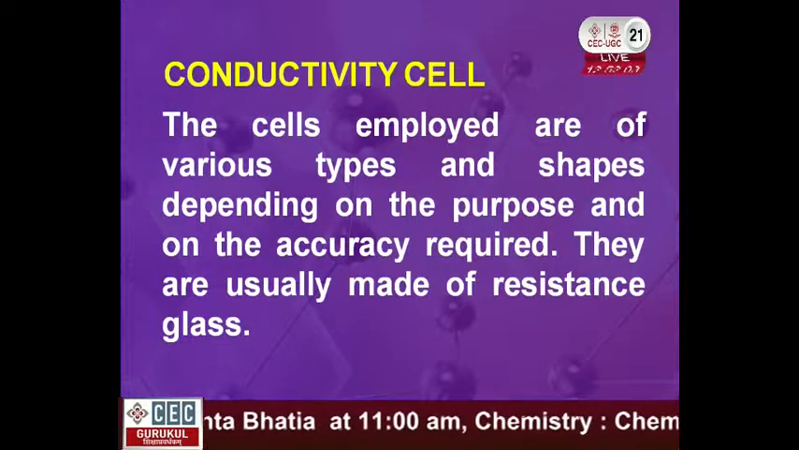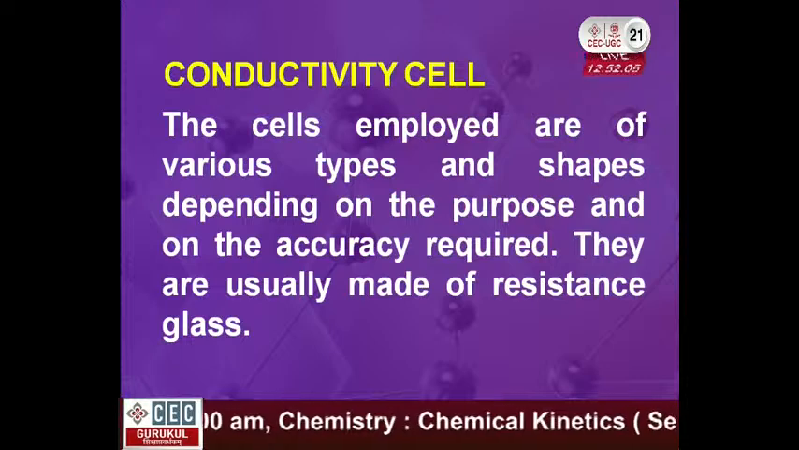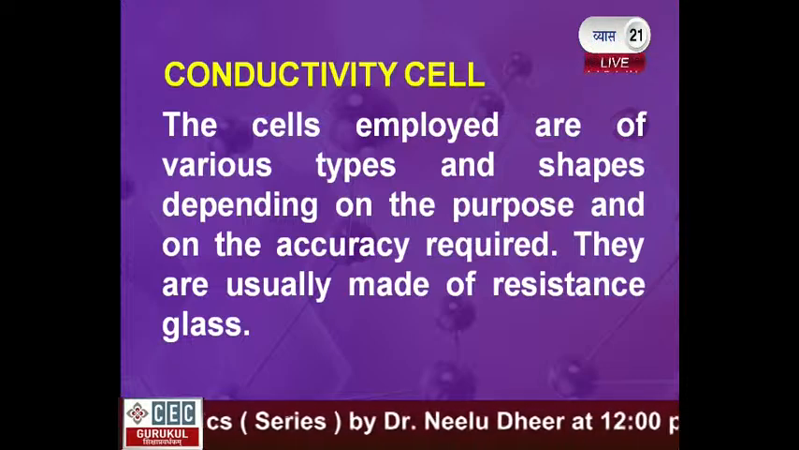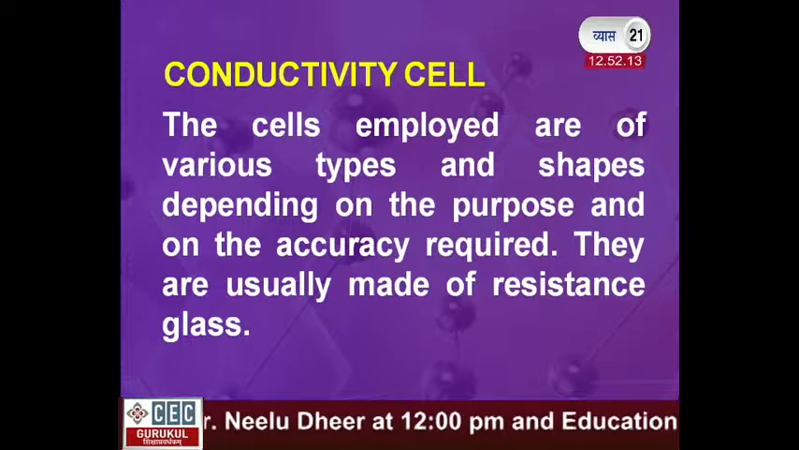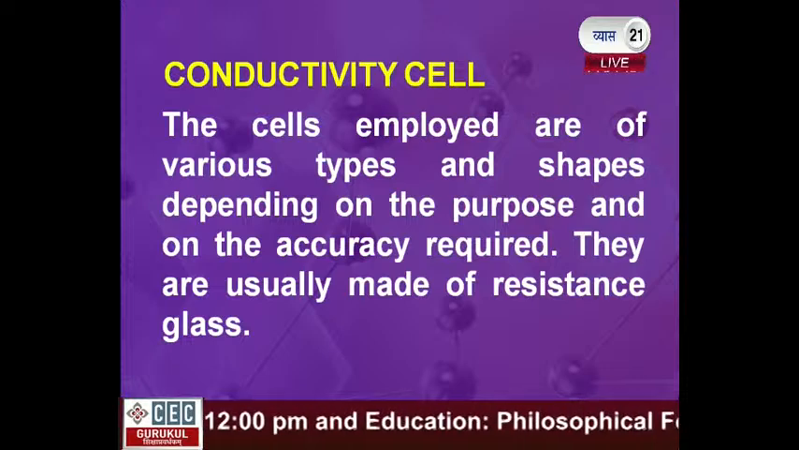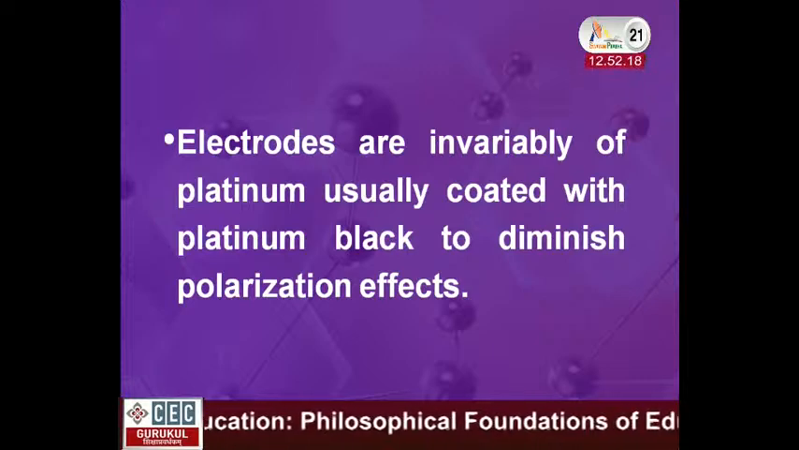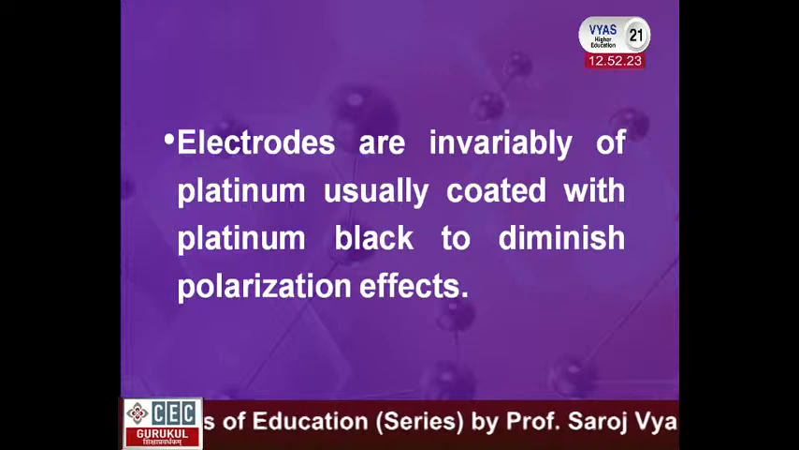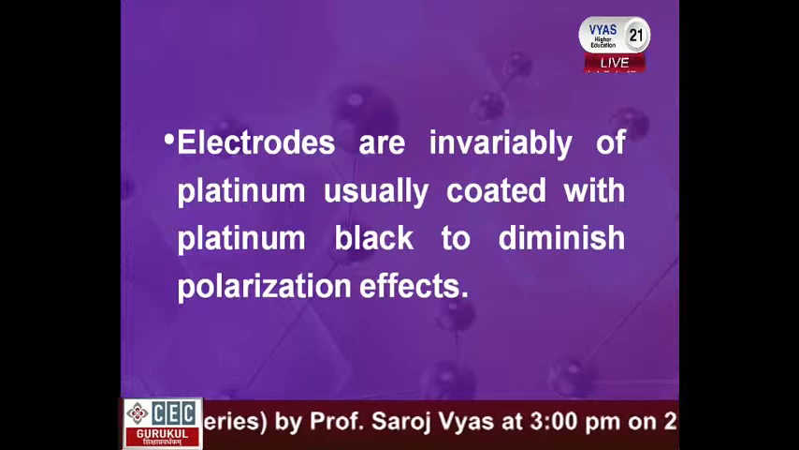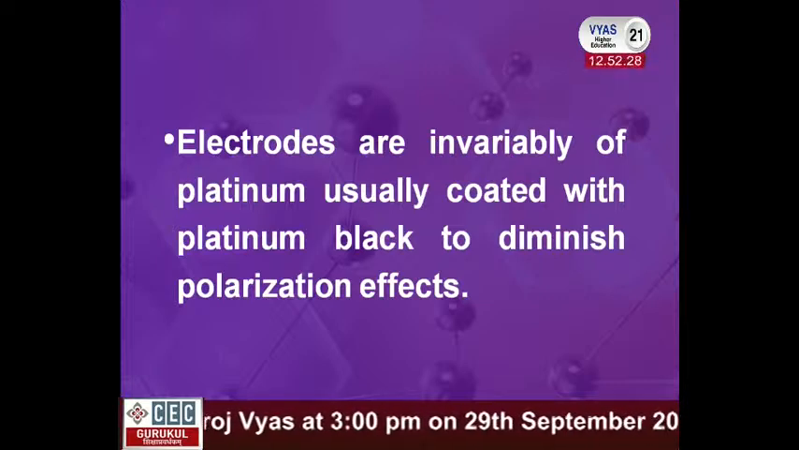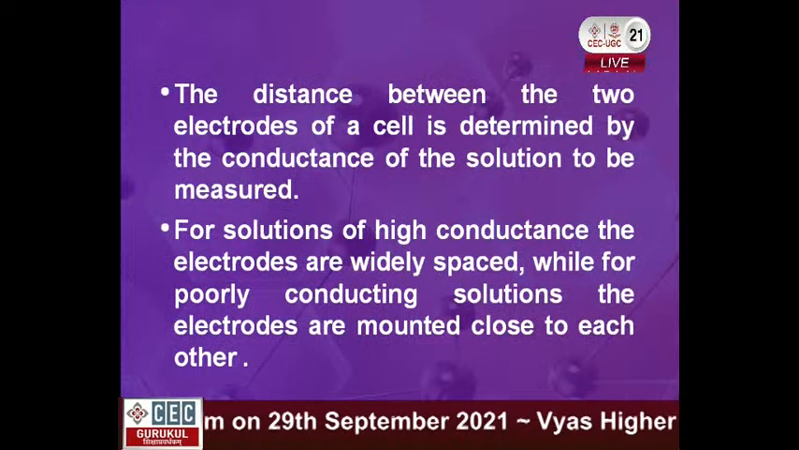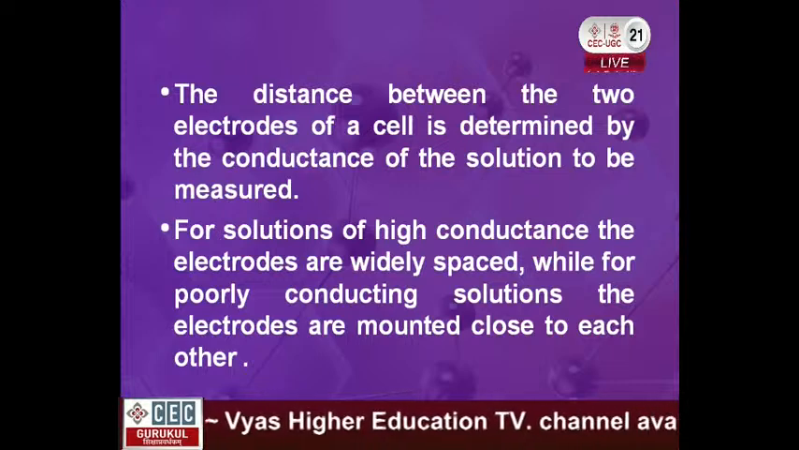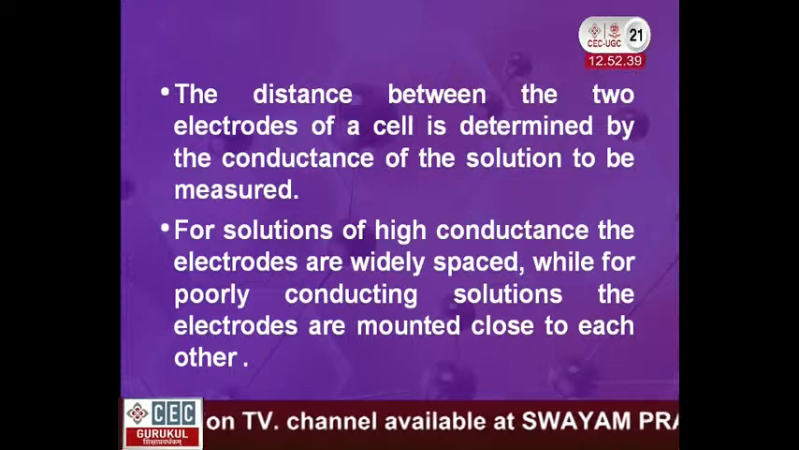Conductivity cell. The cells employed are of various types and shapes depending on the purpose and on the accuracy required. They are usually made of resistance glass. Electrodes are invariably of platinum, usually coated with platinum black to diminish the polarization effects. The distance between the two electrodes of a cell is determined by the conductance of the solution to be measured.